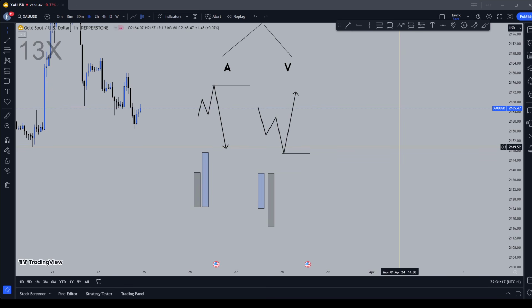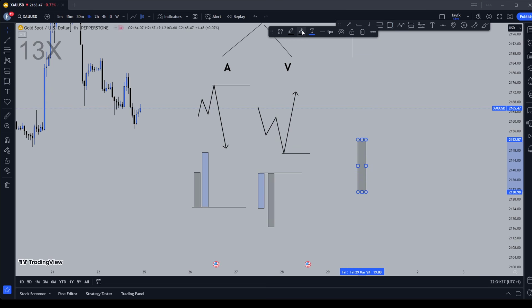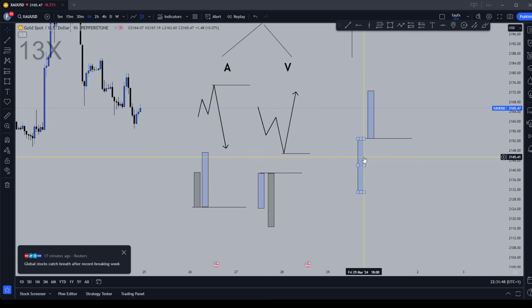A gap is the thing between two consecutive same color candles. For example, a bullish gap. This is a gap. We have two candles of the same color: the first candle, a bullish candle, and a second bullish candle. The thing between those two is the gap.